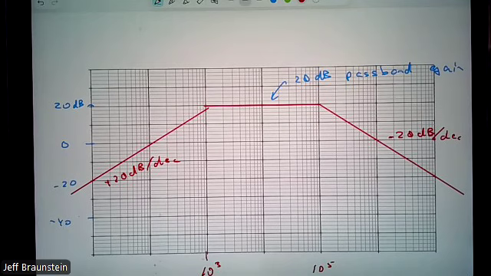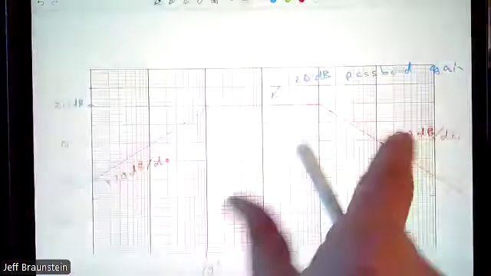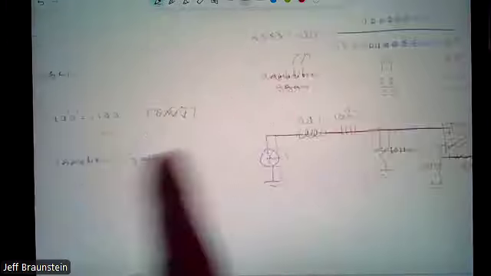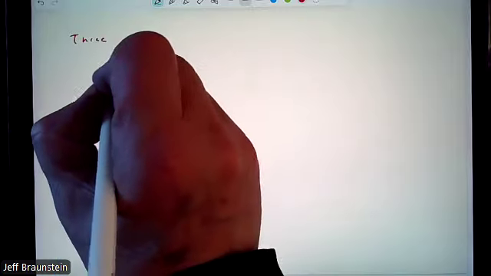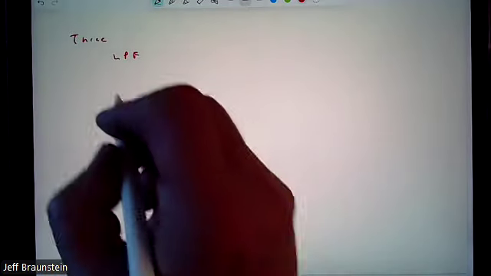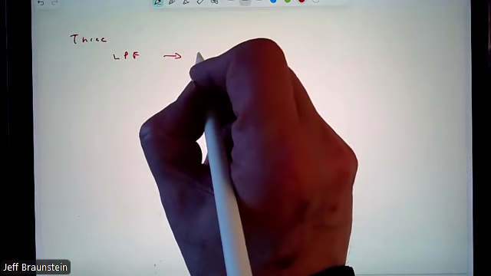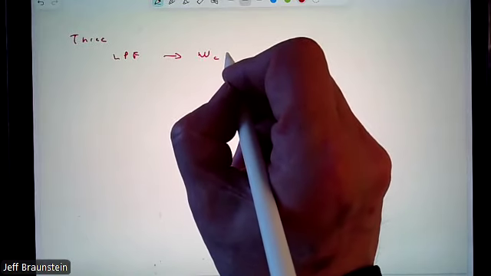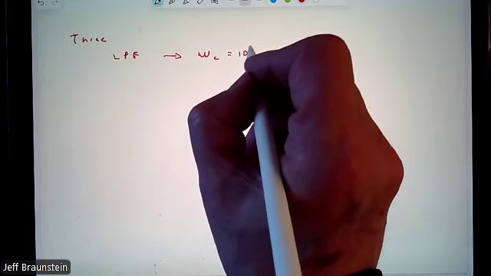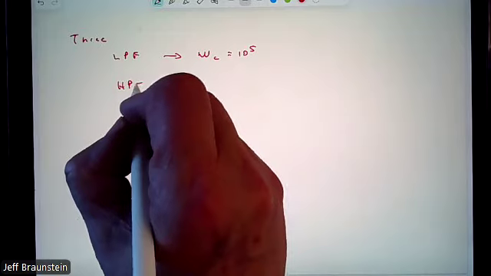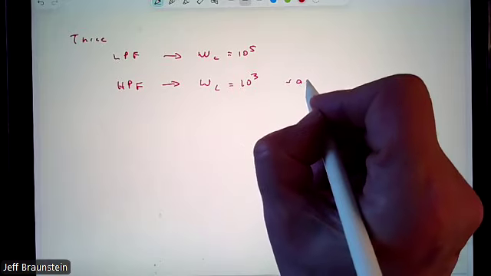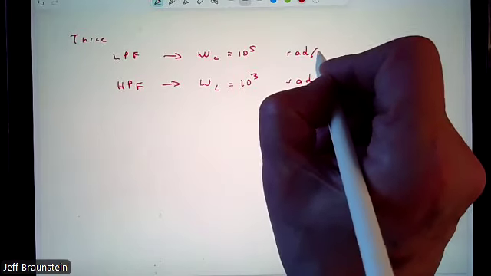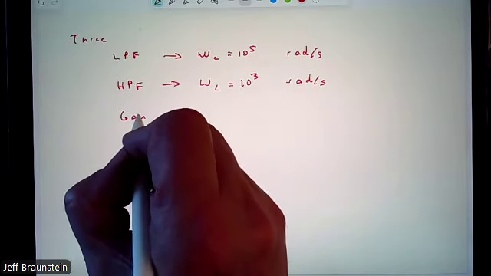So the first thing to do is, what is your circuit going to look like? There are choices here. I don't need numbers. What does it just look like? I need three things. I need a low pass filter with a cutoff frequency of what? 10 to the 5th. I need a high pass filter with a cutoff frequency of what? That's 10 to the 3 radians per second. And I need a gain of what? We've already done that. Pass band gain.